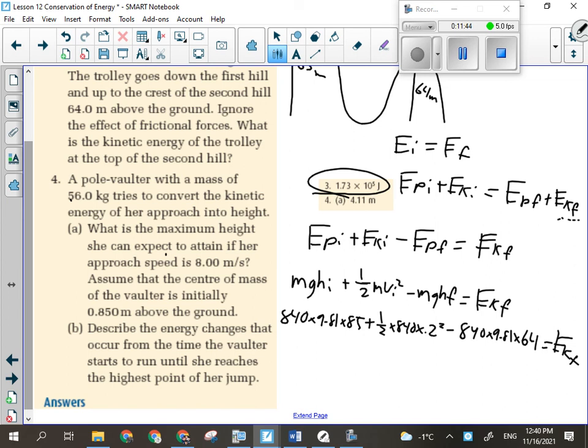I'm going to do one more. I'm going to do the pole vaulter question. So I'm going to have you guys try the pole vaulter question here, number 4. Okay, and we're going to walk through that. Then we're going to do power. Then we'll probably come back and do a few more conservation of energy questions before class is over. All right, so give number 4 a try here.